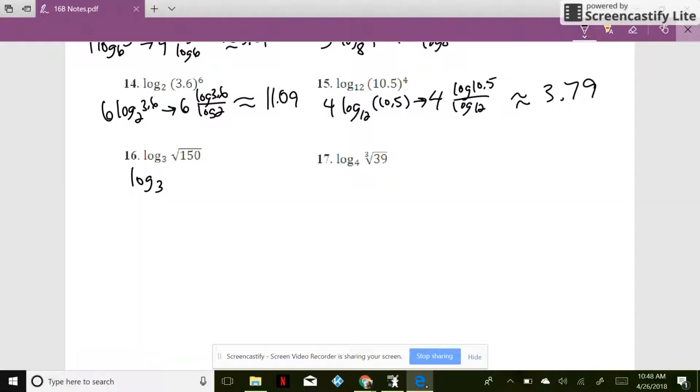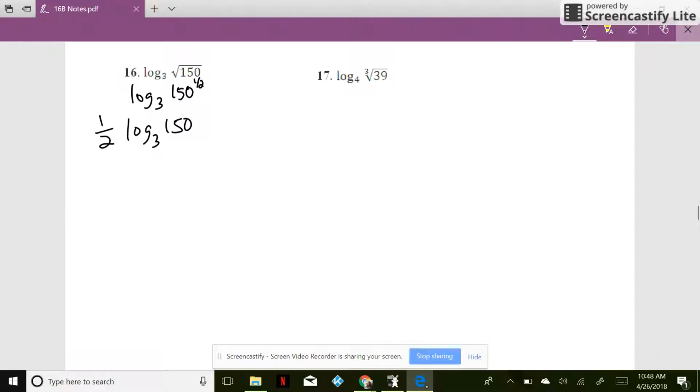Next, I want to rewrite this as an exponent. The square root of 150 is the same thing as 150 to the 1/2. So that 1/2 I'm going to pull outside. So we have 1/2 log base 3 of 150. Now we can do our change of base. So I have 1/2 log of 150 over log of 3. We get about 2.28.